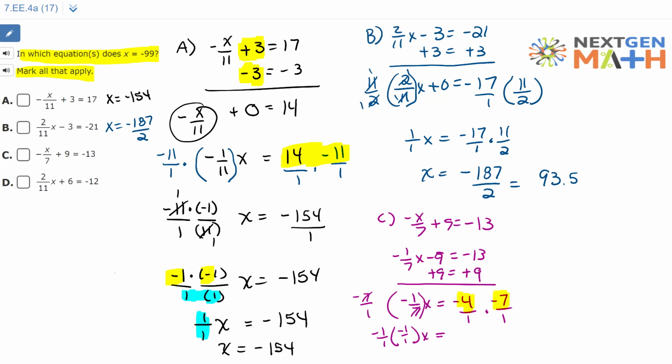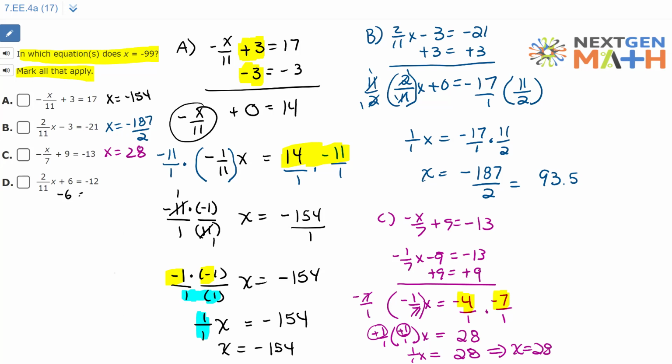negative 4 times negative 7, which is equal to 28. All this right here, a negative times a negative, is the same thing as a positive. So this is going to be 1 over 1x equals 28, or another way to rewrite this is x equals 28. So for C, x equals 28. For D, D will work right here.